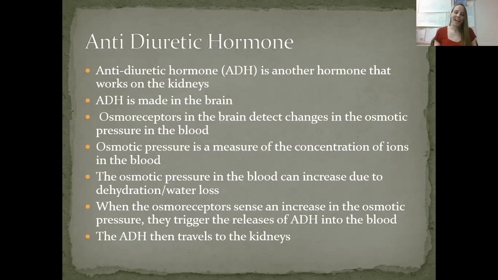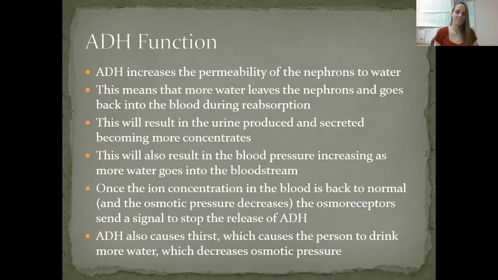So the osmoreceptors detect the osmotic pressure. If the osmotic pressure gets too high, which can happen if you're not drinking a lot or if you're sweating a lot, dehydrated, that kind of stuff, those osmoreceptors actually shrivel up when the osmotic pressure is really high, and that triggers the release of ADH from the brain into the blood, where it then travels to the kidneys. ADH also affects the permeability of nephrons, but it does not cause the nephrons to become more permeable to salt, which is what aldosterone does. Instead, the ADH causes the nephrons to be more permeable to water.